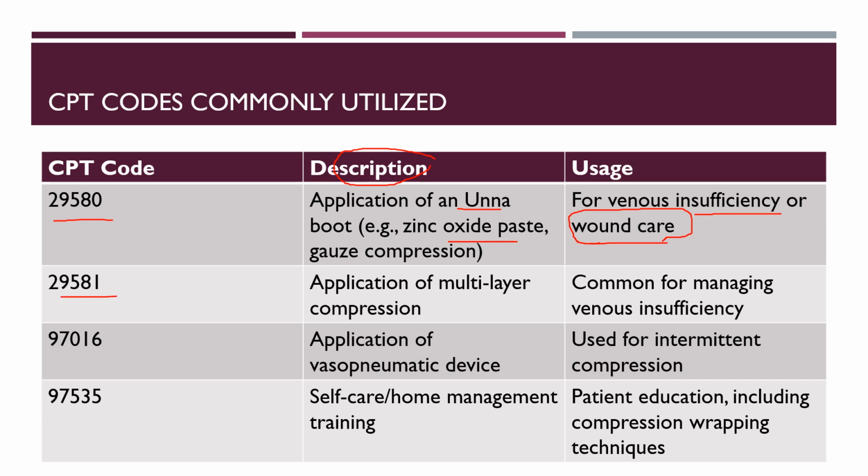29581 is our application of multi-layer compression. So again, used for venous insufficiency. 97016 is a vasopneumatic device, so something along the lines of that Game Ready that I showed you earlier on. It's not quite the same as most of the vasopneumatic devices, but this is used for intermittent compression. Okay, and then our last one here, 97535, self-care home management training. So including patient education, including compressive wrap techniques, you could bill this code while you're educating maybe somebody like a caregiver on the correct way to compress that limb.